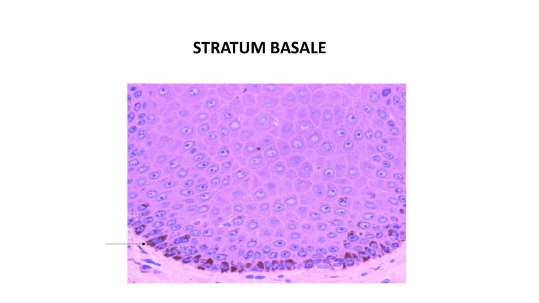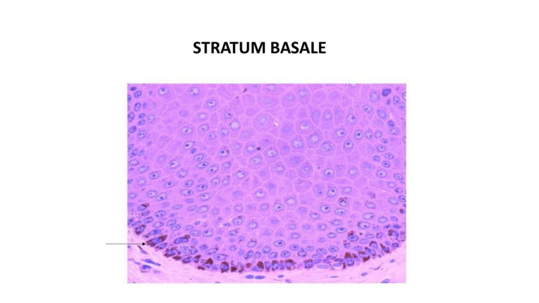Let's take a closer look at the stratum basale. This is the deepest layer of the epidermis, sitting right above the dermis. It's really important because it's where the magic of skin renewal begins. The cells here are constantly dividing through mitosis, producing new keratinocytes that will eventually move upwards to form the outer layers.